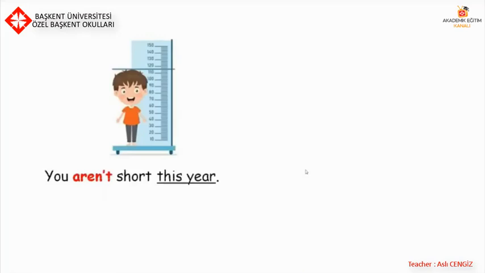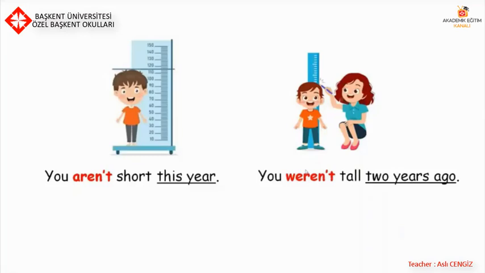You aren't short this year. You weren't tall 2 years ago. This year is about the present time, so we used aren't with you. But 2 years ago is about the past, so we used weren't with you.